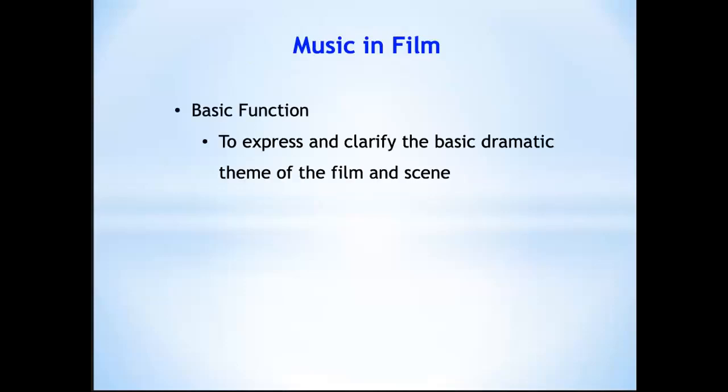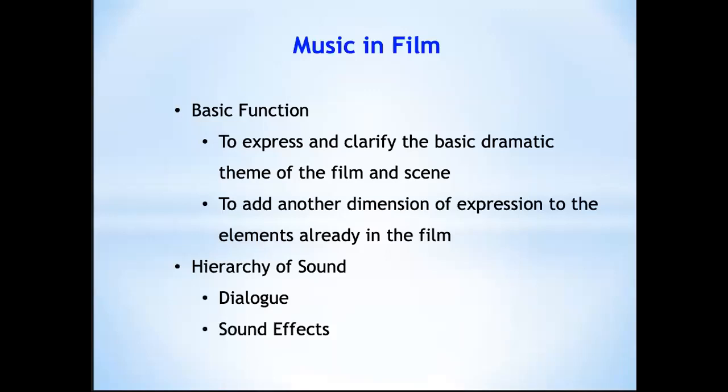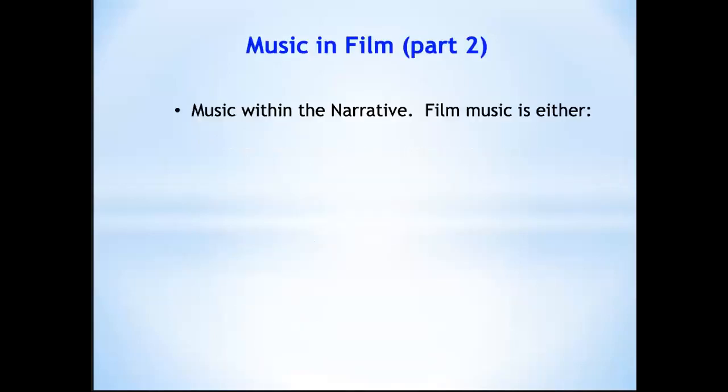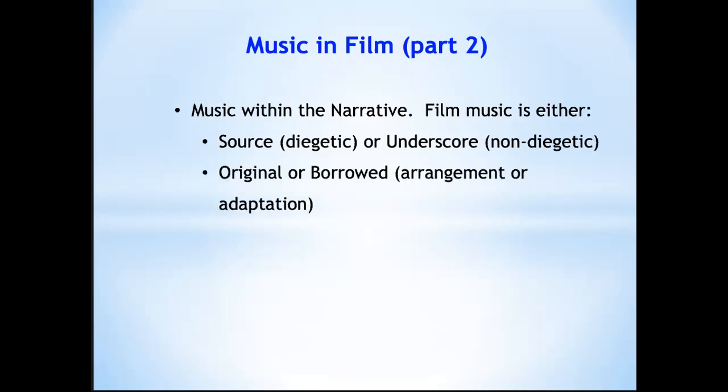The basic function of music in film is to express and clarify the basic dramatic theme of the film and scene, and also to add another dimension of expression to the elements already in the film. There is a hierarchy of sound. First you have dialogue, then you have sound effects, and then you have the music. Music is within the narrative. The film music is either source, diegetic, or underscore, non-diegetic. Original or borrowed, it can be an arrangement or adaptation.